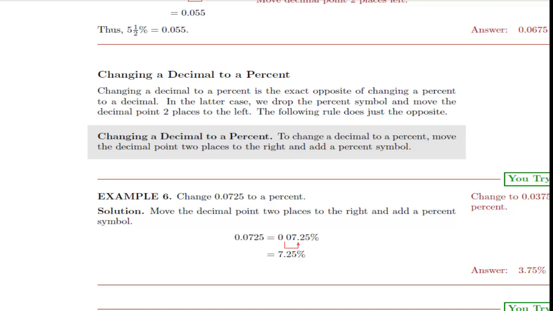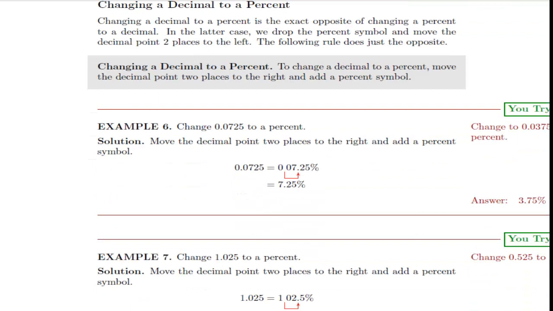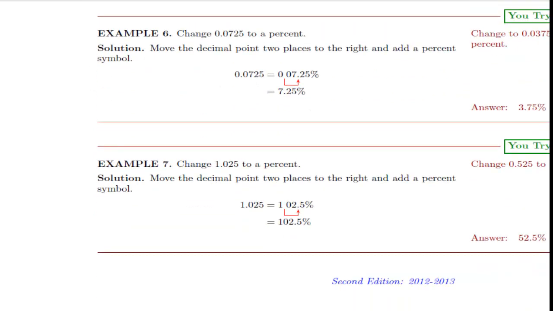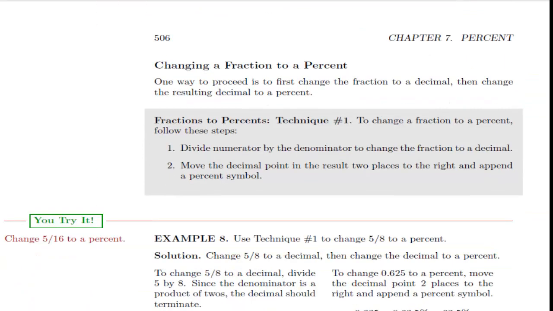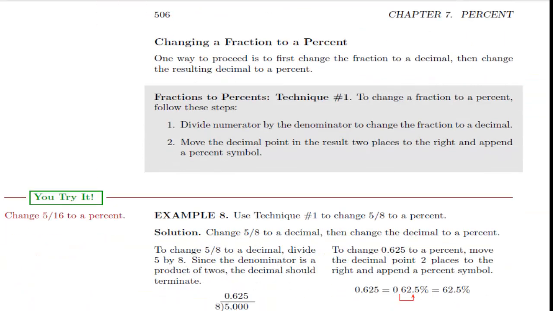Solution. Move the decimal point 2 places to the right and add a percent symbol to get 7.25%. Example 7. Change 1.025 to a percent. Solution. Move the decimal point 2 places to the right and add a percent symbol to get 102.5%. Changing a fraction to a percent. One way to proceed is to first change the fraction to a decimal, then change the resulting decimal to a percent. Fractions to percents. Technique number 1.